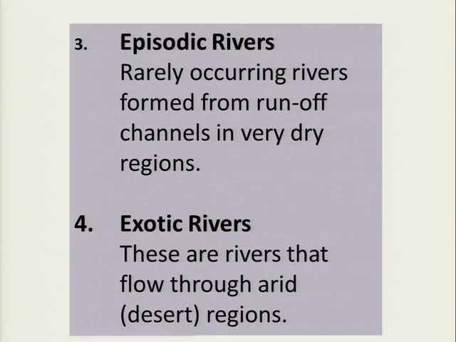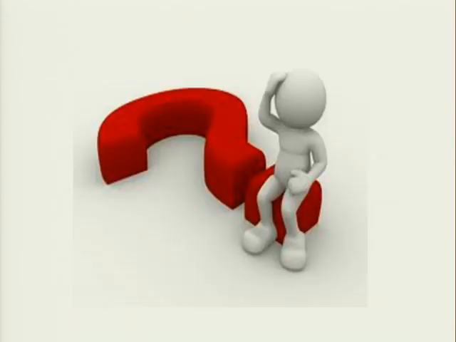Now, if you look at the Orange River, it is a huge river that permanently flows through this dry Northern Cape region. That is an example of an exotic river. Another good example is the Nile River. The Nile flows through the desert parts of Egypt, but it is a huge river. Sometimes at some parts it is so huge that you can't even see the other side of the river. Those are examples of exotic rivers.